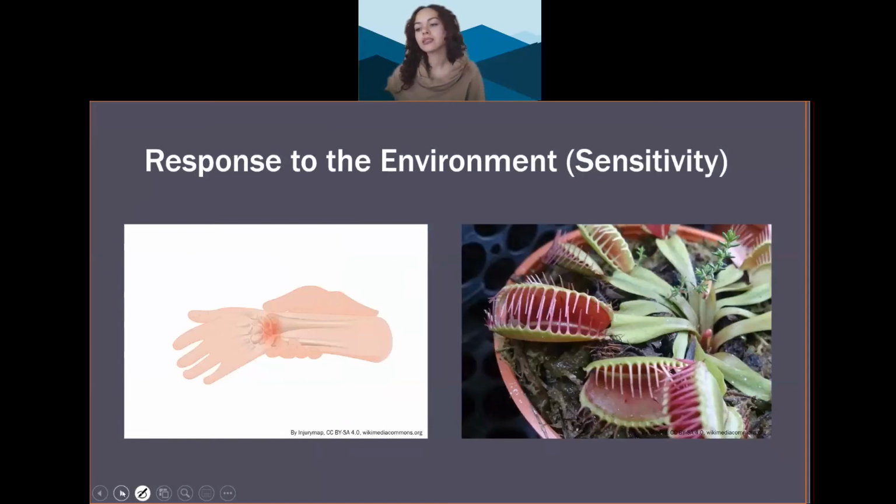Another property is response to the environment, sometimes referred to as sensitivity. If you accidentally put your hand on a hot surface, you're probably going to move your hand because you respond to your environment and you're probably in pain. Plants respond too. If a fly lands on a Venus flytrap, the trap will close in response to its environment.